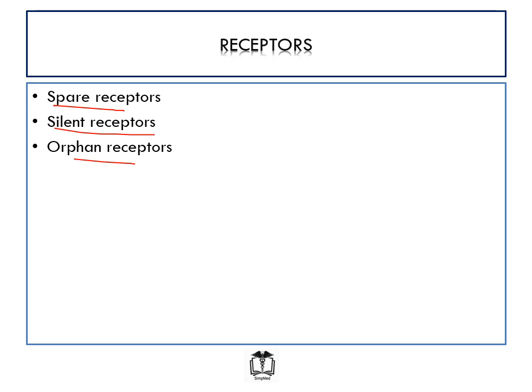Silent receptors are receptors or proteins that tend to bind to drugs or ligand but have no pharmacological response. Examples of silent receptors could be plasma proteins. Plasma proteins are proteins within the blood that just bind to drugs and carry them during distribution. Then we have the orphan receptors. Orphan receptors are receptors that are present within the body, but we have no idea about the ligand or the drugs that typically bind on these receptors. So they are receptors that we really cannot affiliate or associate a ligand to.